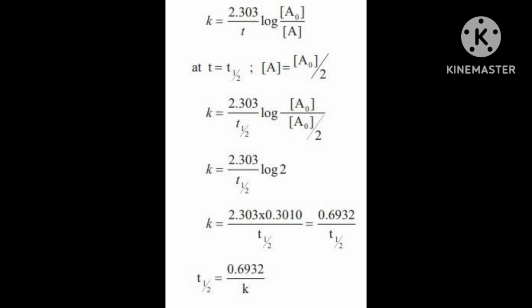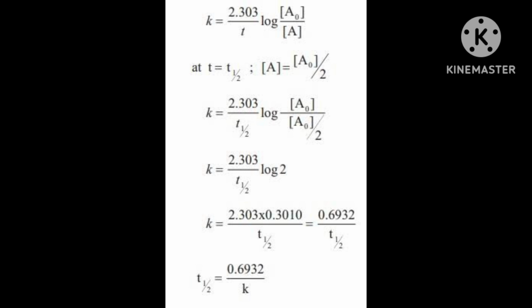0.693 divided by k, that is the half-life period for first order. Then if you put the value of t half, comparing t divided by t half, now you will get 6.909 divided by k, and down is t half, so you write k divided by 0.693, reverse it, then both k will be cancelled, then upside 6.909 is there, and down 0.693 is there.